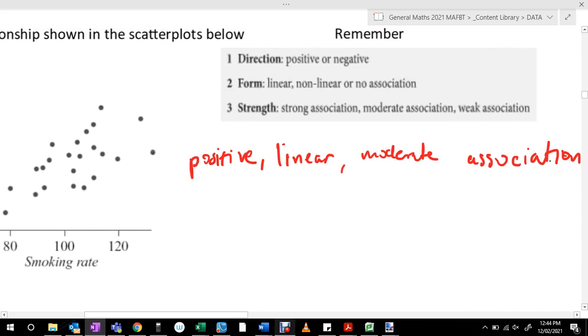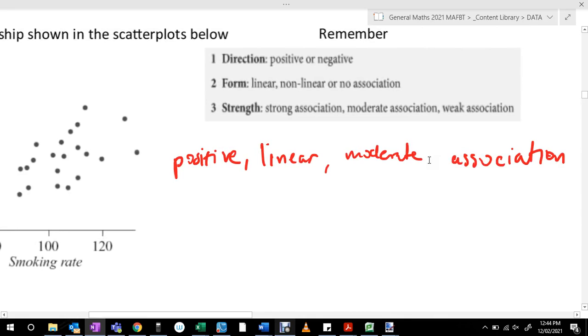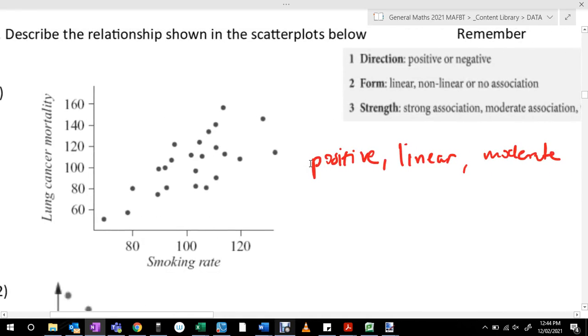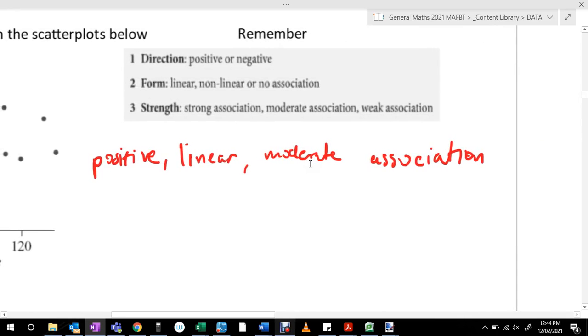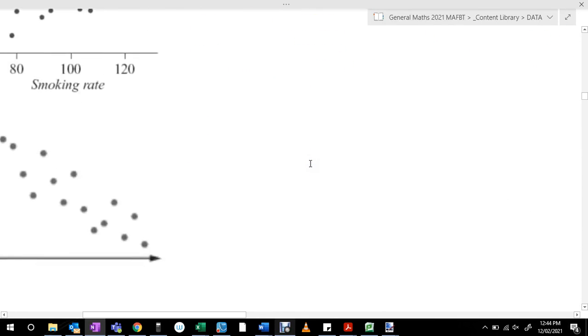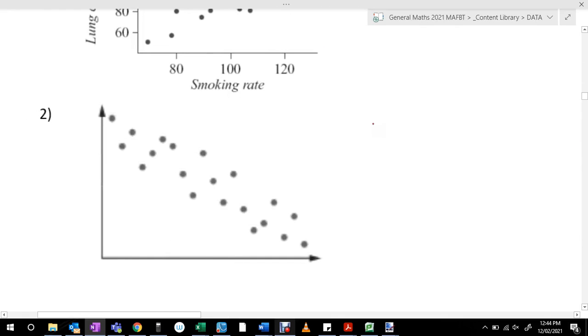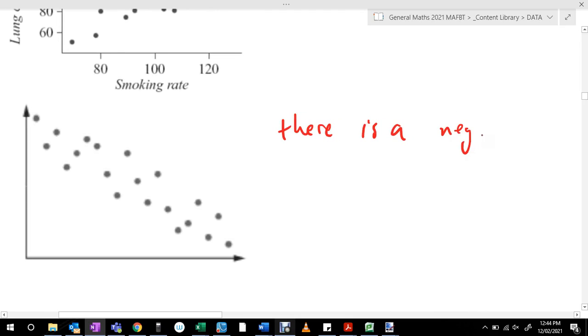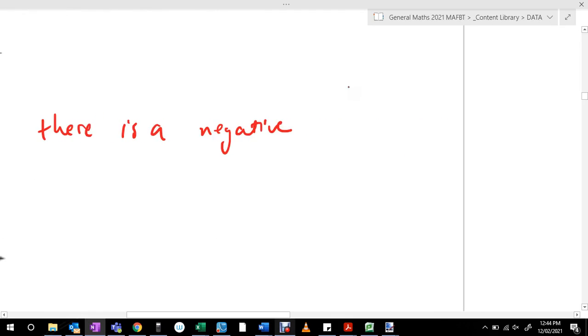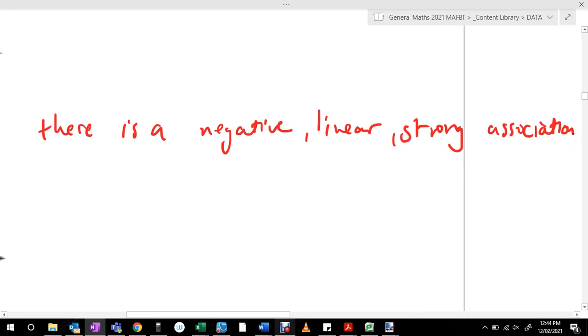So as an answer, this is what it would look like. If I'm describing the association here, it's a positive linear moderate association. Easy. Okay, let's look at this one. How would you determine this one? Negative. Yep, so let me give you the full answer. You would write there is a negative linear strong association. I would say it's strong. That's pretty tight.